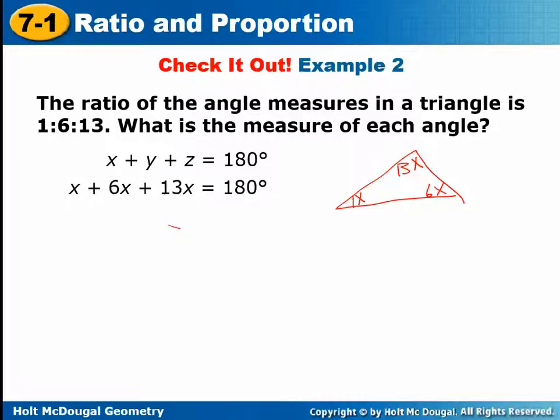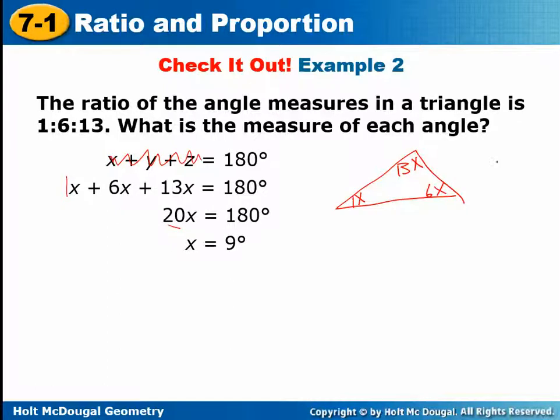Now, I'm going to skip that first line. I know that there's 180 degrees in every triangle. I'm not going to write it like that because I already put my angles in. I have 1x plus 6x plus 13x equals 180. So you're going to add your like terms, which is 20x, and then you divide both sides by 20 to get that x is equal to 9.